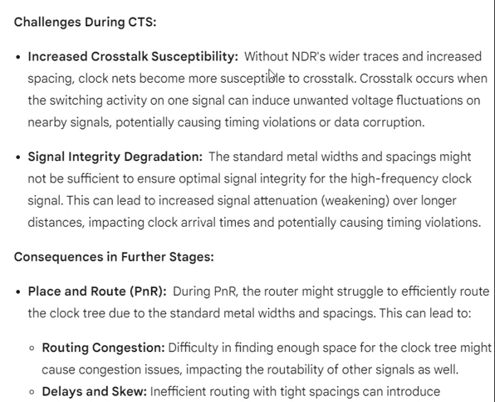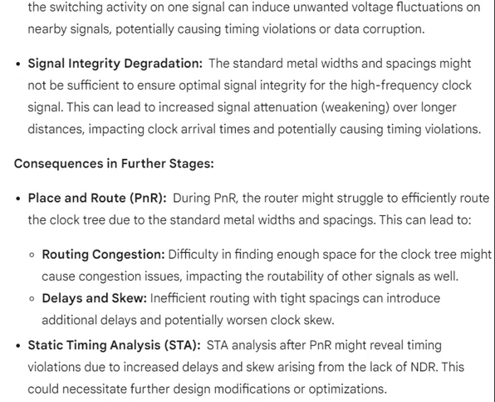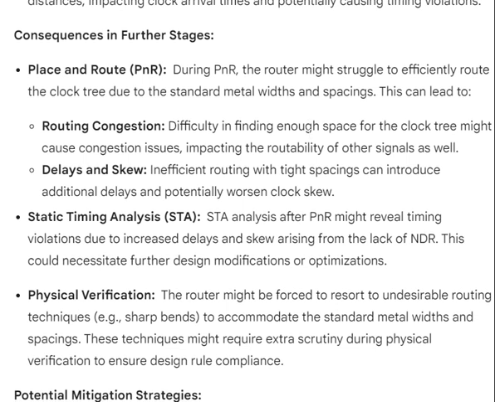Challenges during CTS. Increased crosstalk susceptibility. Without NDR's wider traces and increased spacing, clock nets become more susceptible to crosstalk. Crosstalk occurs when the switching activity on one signal can induce unwanted voltage fluctuations on nearby signals, potentially causing timing violations or data corruption. Signal integrity degradation. The standard metal widths and spacings might not be sufficient to ensure optimal signal integrity for the high-frequency clock signal. This can lead to increased signal attenuation, weakening over longer distances, impacting clock arrival times and potentially causing timing violations.